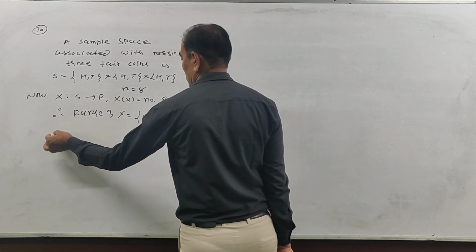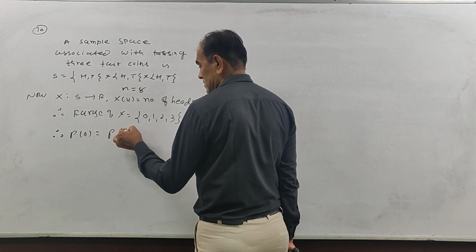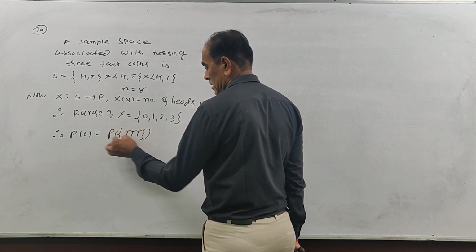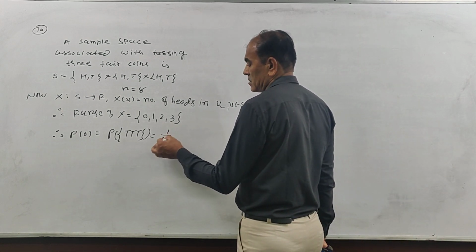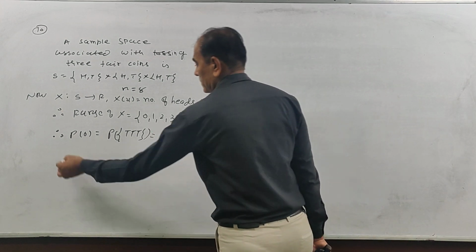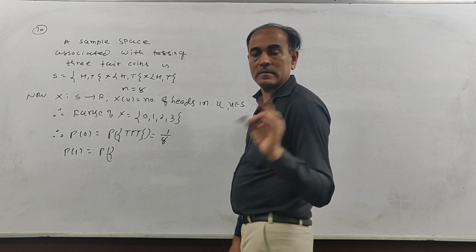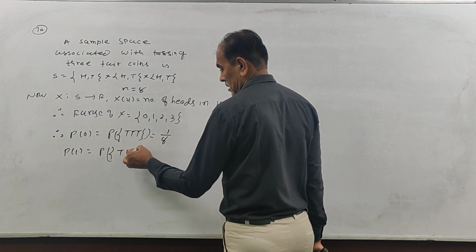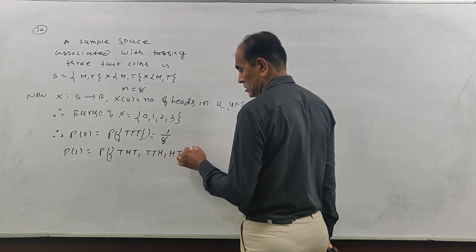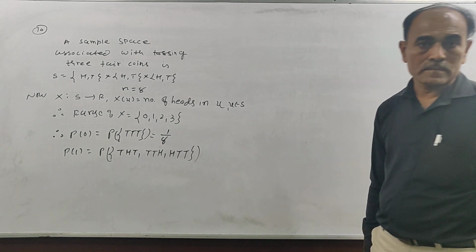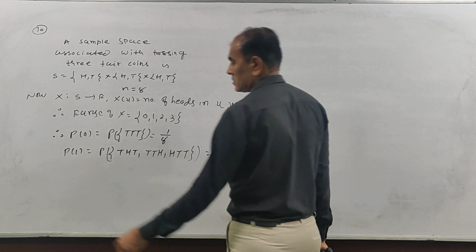So first of all we need to find P of 0. No heads, only one possibility, TTT. What are the possible outcomes? 1 by 8. Now P of 1. 1 head is there. So HTT, THT, TTH. Any other possible element? No. So that comes out 3 by 8.